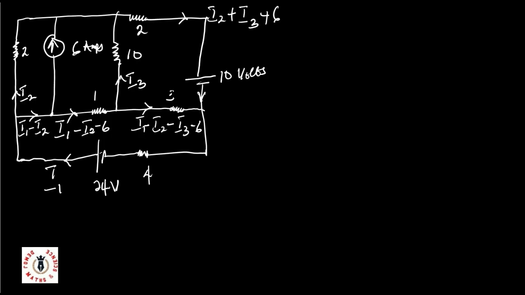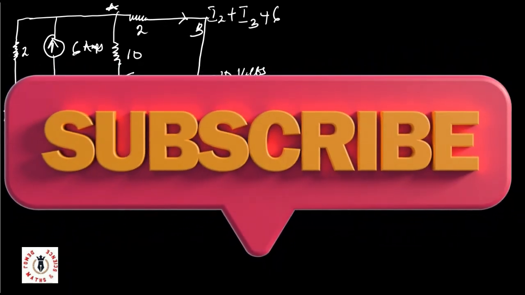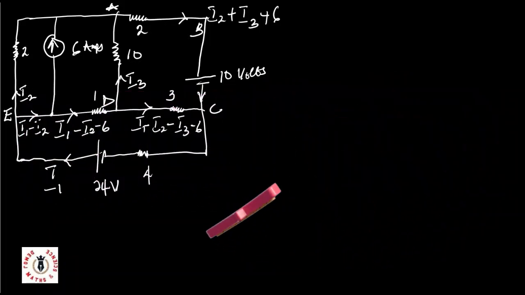Now, if you look at this, I've simply redrawn the circuit. Let's label it. Let's call this place A. Node B, node C, node D, and let's call this node E. Both this point and this point are virtually the same. And let's call this point G. And we divide this into three loops because we have three unknowns.